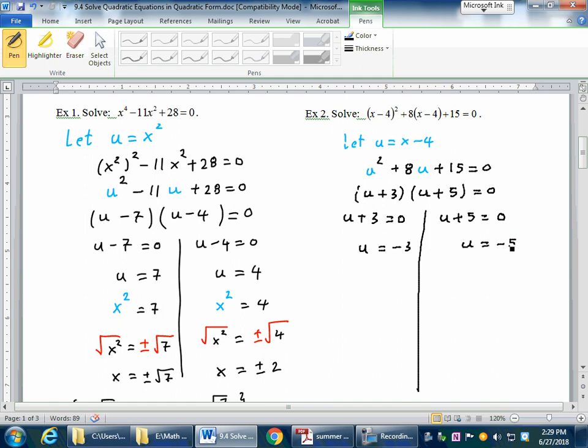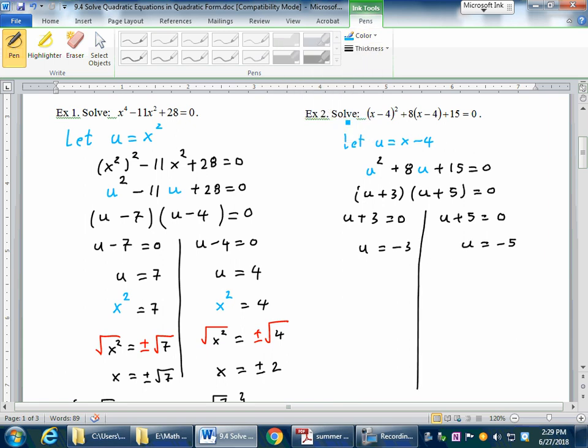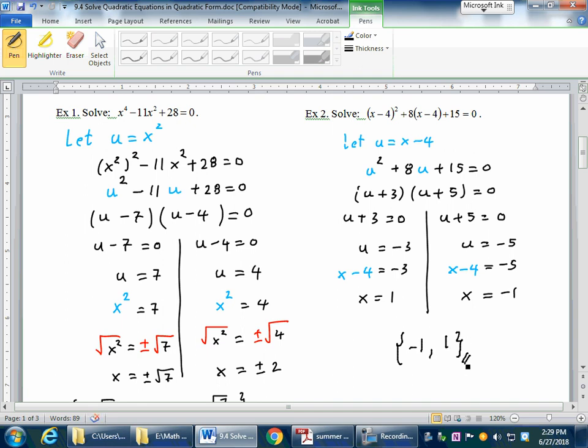Now, we substitute back what we originally started with. My u is equal to x minus 4. So therefore, when I solve for it, add 4 to both sides, that becomes x is equal to 1. And then when I solve the other equation, add 1 and it becomes negative 1. So our final answer is negative 1 and 1. Moving on to the next example.